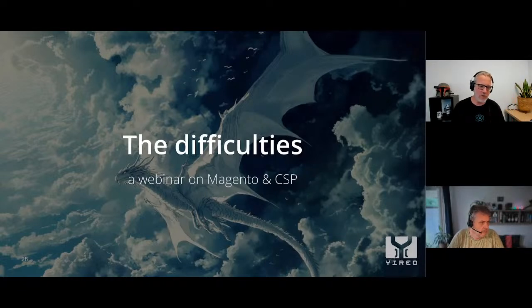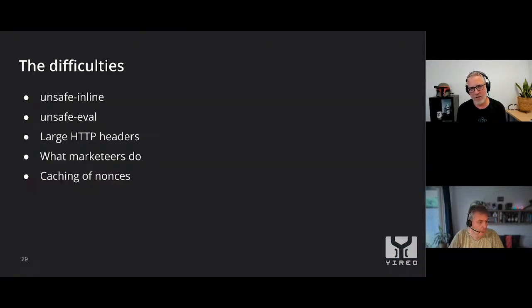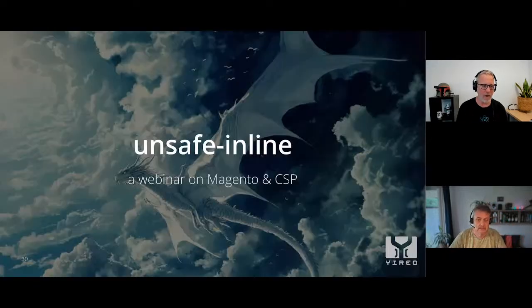Now, as soon as you're implementing CSP, you might bump into certain difficulties, and I'm mentioning just a couple right here. Earlier, I already mentioned the policies unsafe-inline and unsafe-eval, and I'm going to comment on that a little bit more. I've bumped into the issue of large HTTP headers repeatedly, together with others. There's the marketeer story and the caching of nonces. Let me go through all of these problem areas one by one.